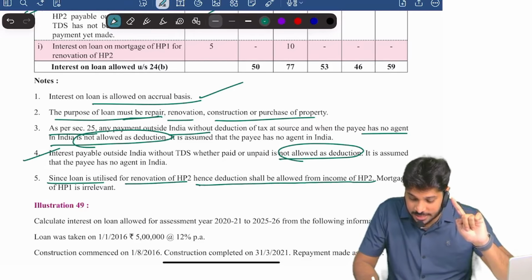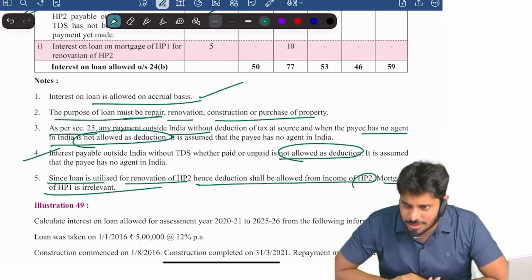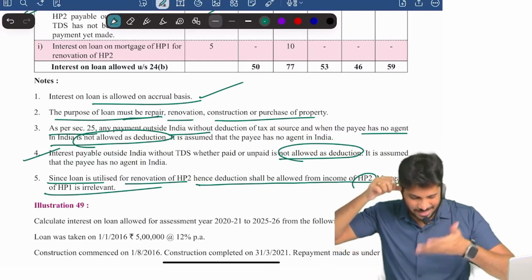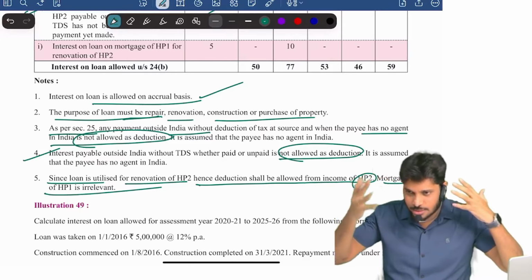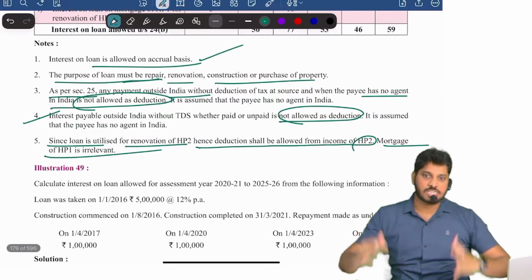It shall be allowed as deduction from house property 2. Mortgage of HP1 is irrelevant. This is what I told. Easy or not? So many new points I also learned. See, I know already, but common sense you apply, you get it. Very good. This kind of question should be there for conceptual understanding of tax.